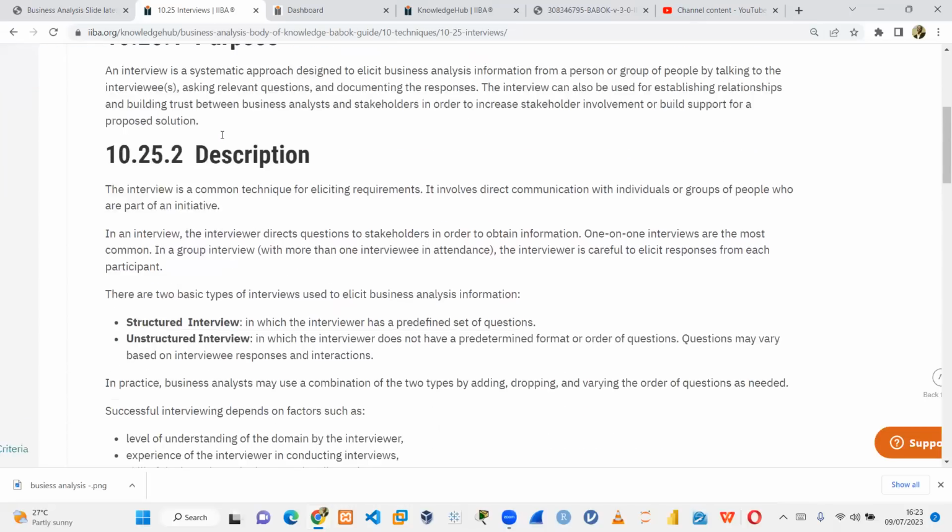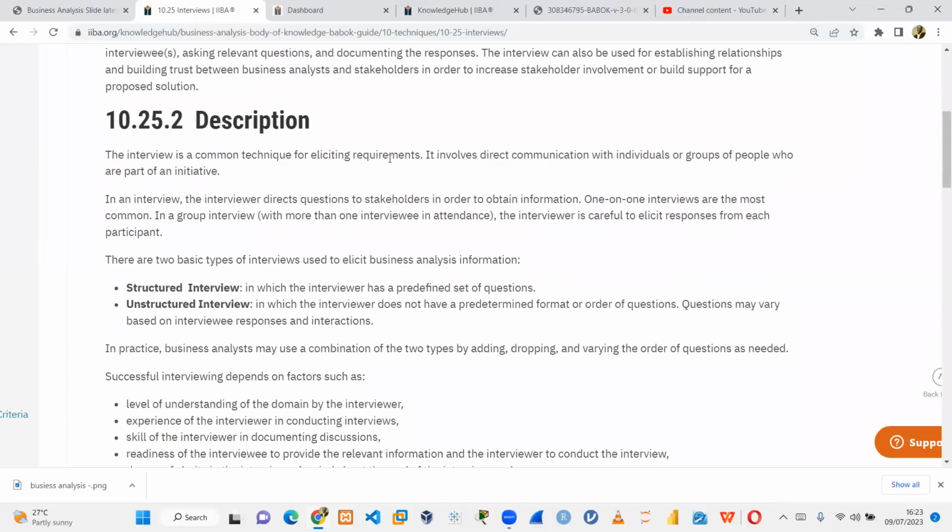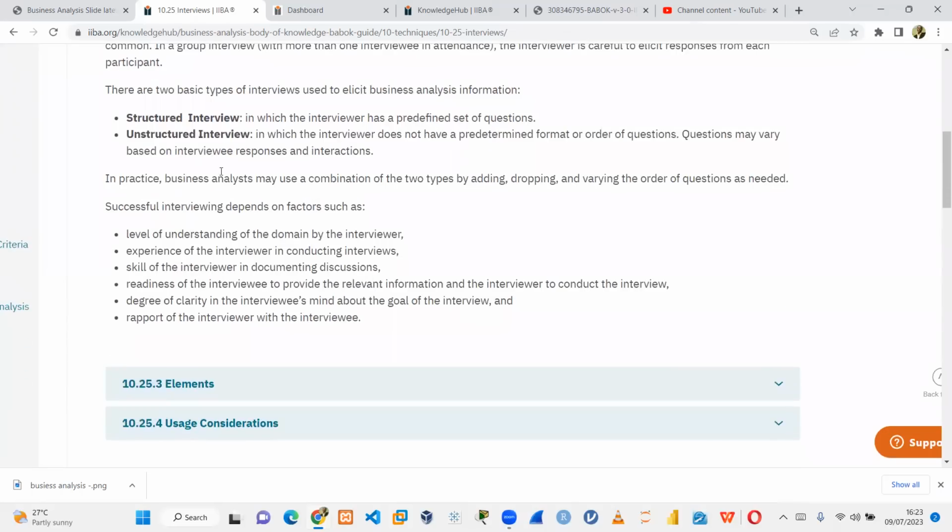Then we have description. It's a common technique for eliciting requirements. So you see, we are looking at interviews in planning. We're also looking at it in elicitation. There are two types of interviews: structured and unstructured. A structured interview is going to have something that looks like a questionnaire. It has a set of questions. An unstructured interview is going to be determined by even the way the person is answering. That will tell what kind of next questions you're going to be asking.